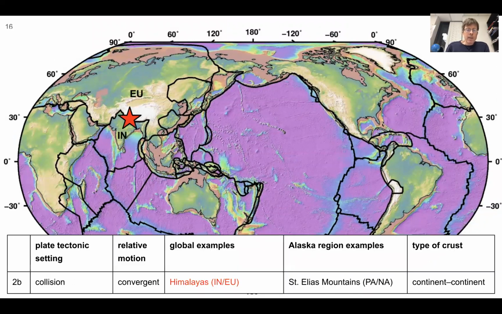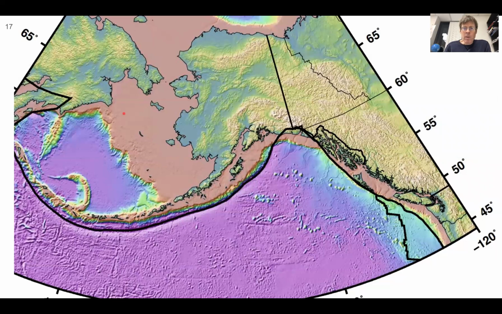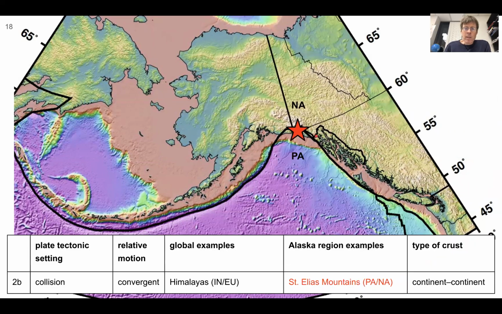We now look at another convergent boundary, and this one is a collision between India and the Eurasian plate. So we see these are 2 continents colliding with each other, and this is an example of continent-continent collision. In the Alaska region, we also have this occurring. This is a collisional zone between Pacific and North America, where the portion of the Pacific plate here is continental crust colliding with the continent of North America.